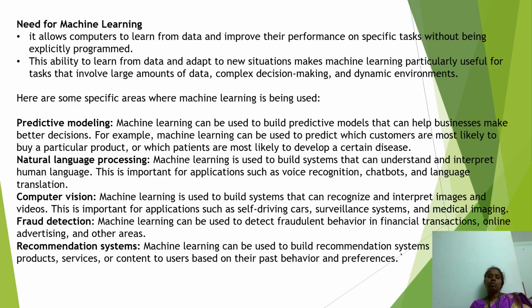Machine learning allows computers to learn from data and improve their performance on specific tasks without being explicitly programmed. This ability to learn from data and adapt to new situations makes machine learning particularly useful for tasks that involve large amounts of data, complex decision making, and dynamic environments. So here are some specific areas where machine learning is being used.